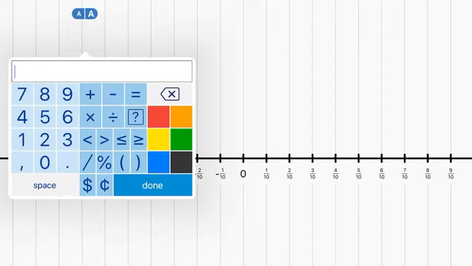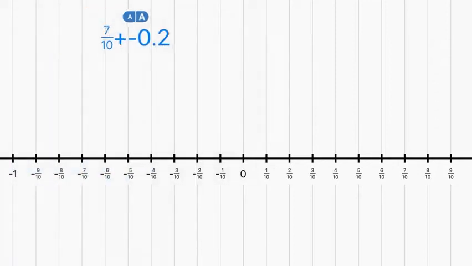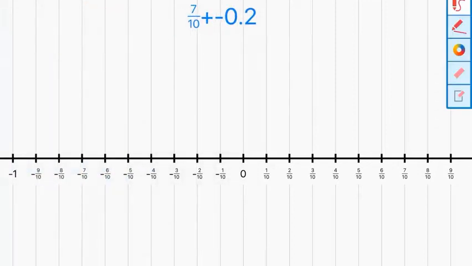We are going to try 7/10 plus negative 0 and 2/10. So once again, I need to start at my first rational number, which is 7/10. So I'm going to go to the right towards my positive numbers. 7 spaces to the right, I'm at 7/10.